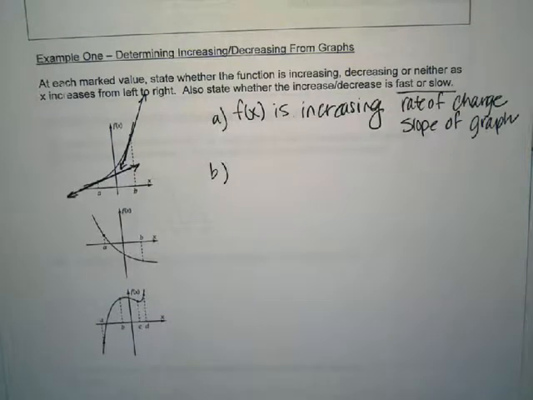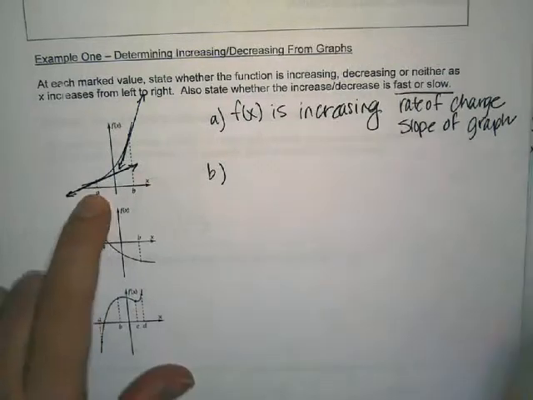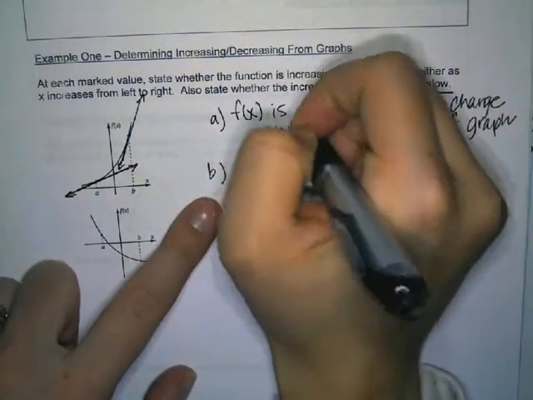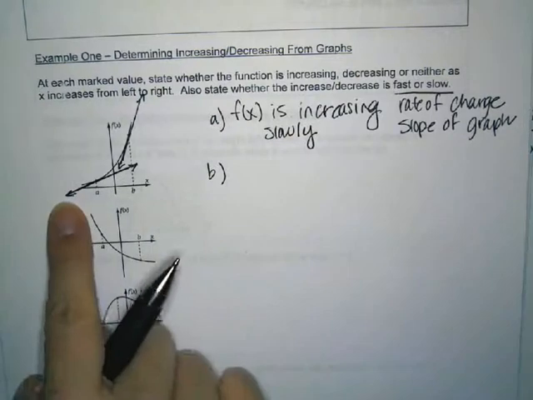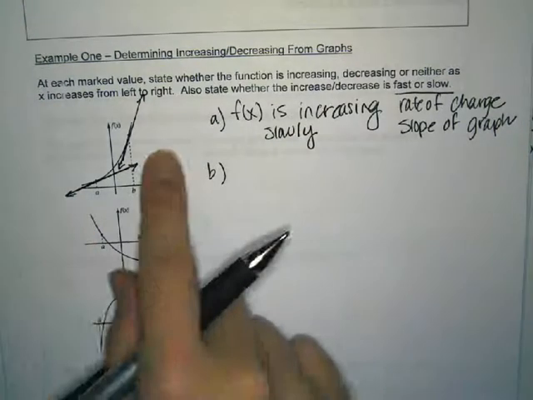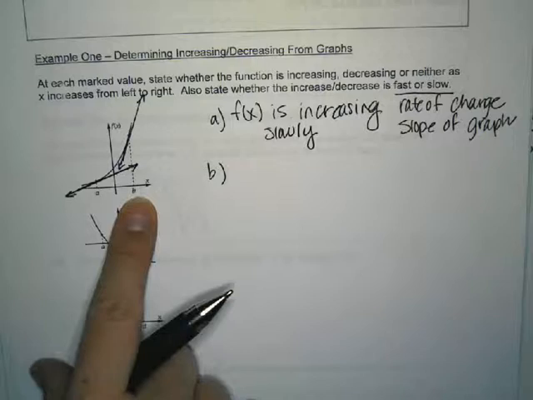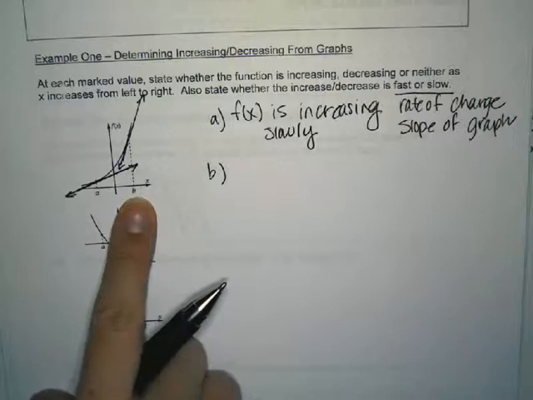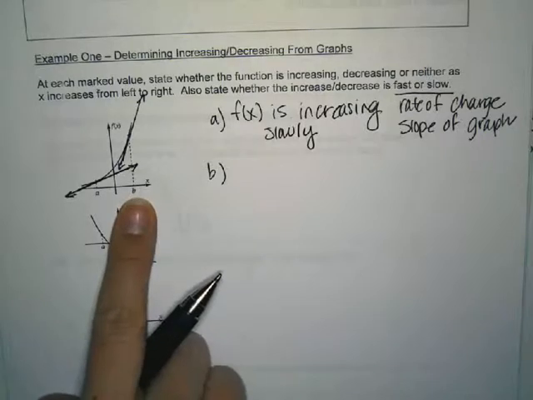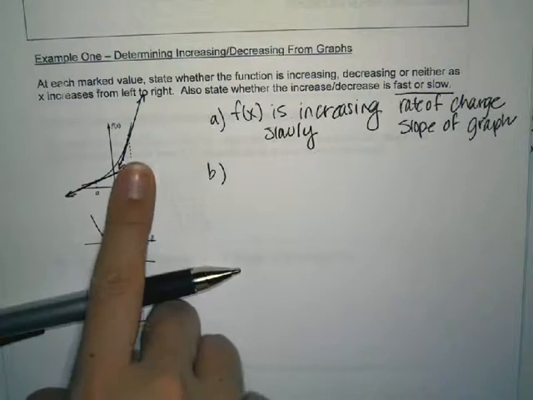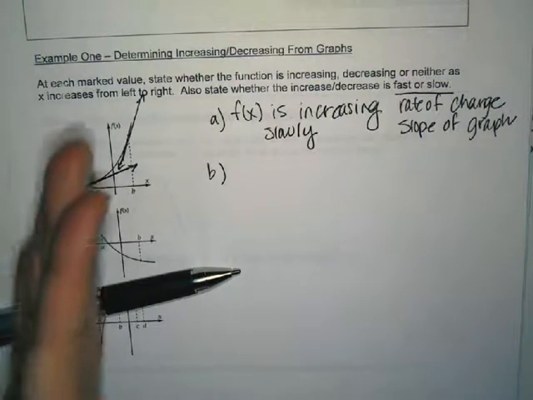So at B, Kenny, is f of x increasing or decreasing? Increasing still, because your slope is positive. Your line is positive, increasing. And then what about quickly or slowly? It's going quickly because your line is much more steep. Good. So f of x is increasing quickly.